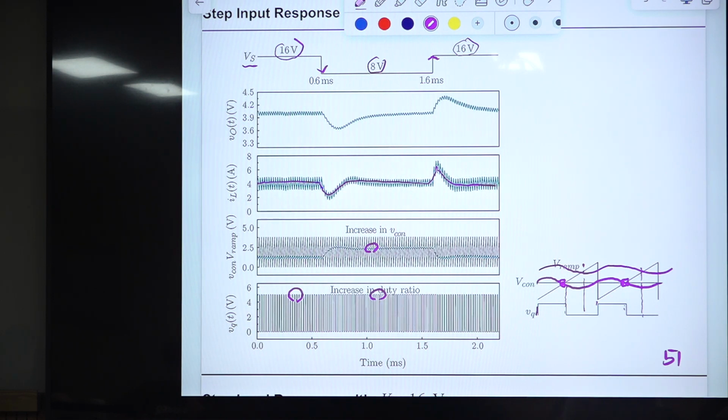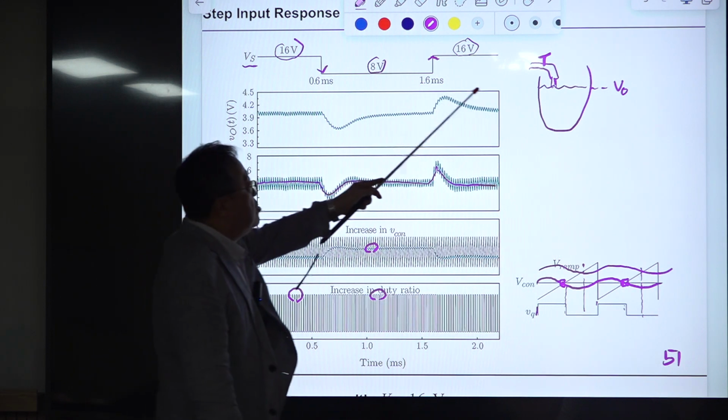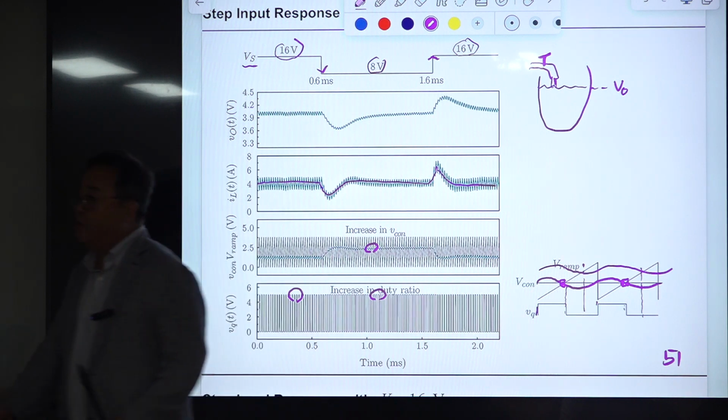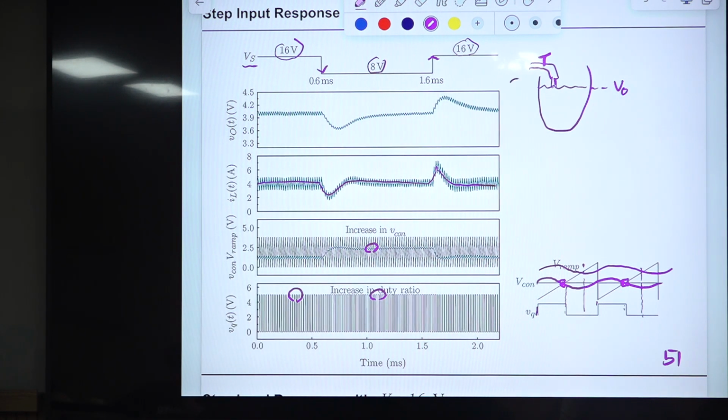Let me use one analogy to explain this. This is a water tank, and there is some pipeline. There's a faucet here, and the water is coming down like this. This water level can be considered as the output voltage. The strength of this stream is all of a sudden reduced. So this becomes weaker. This incoming stream becomes weaker.